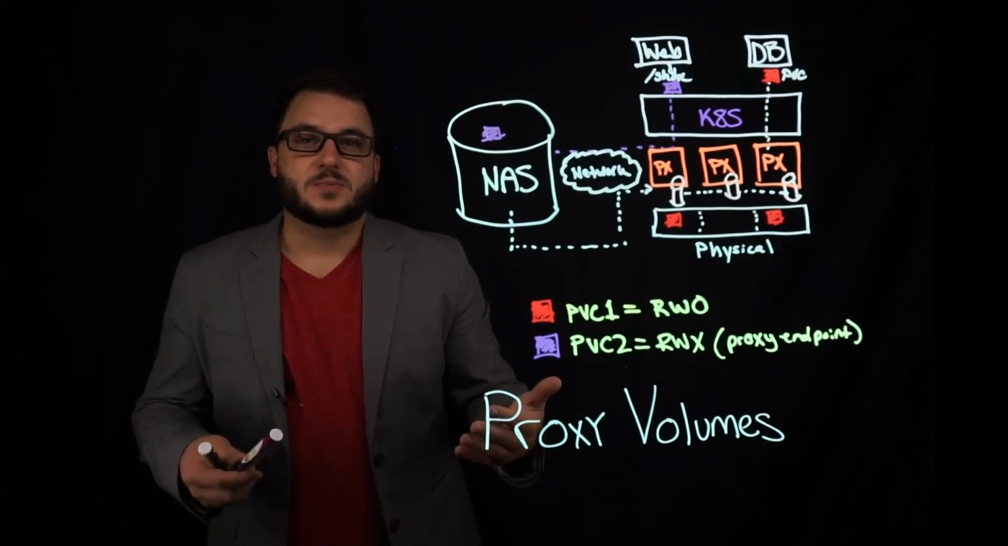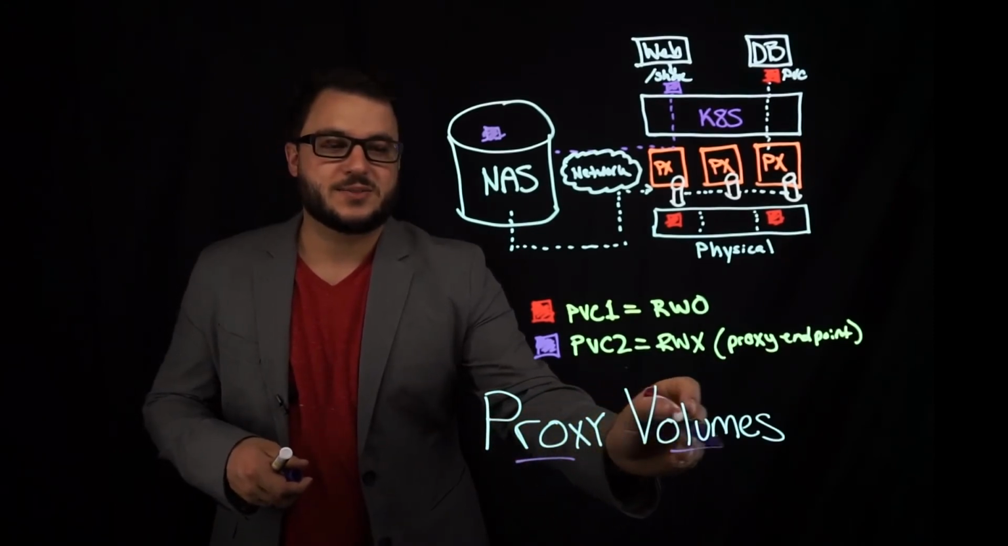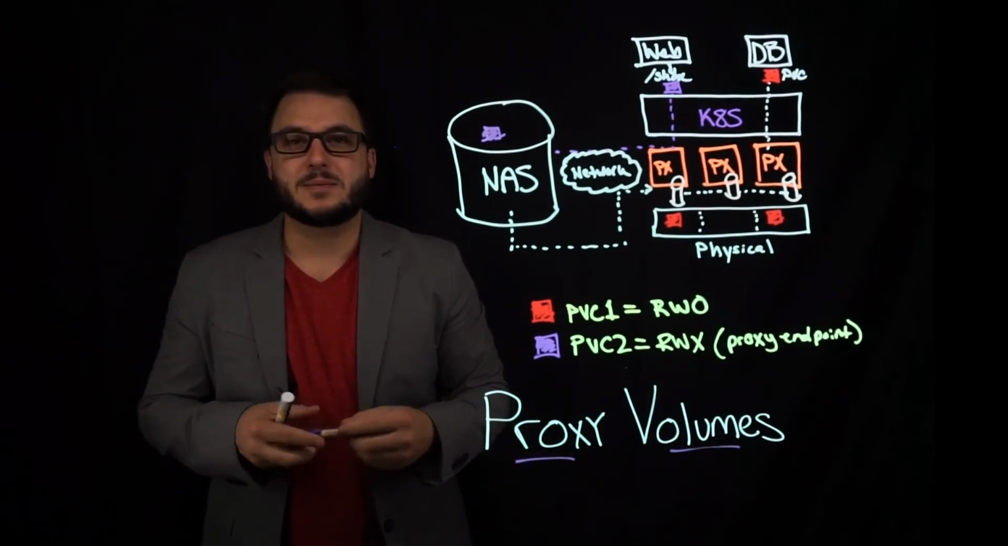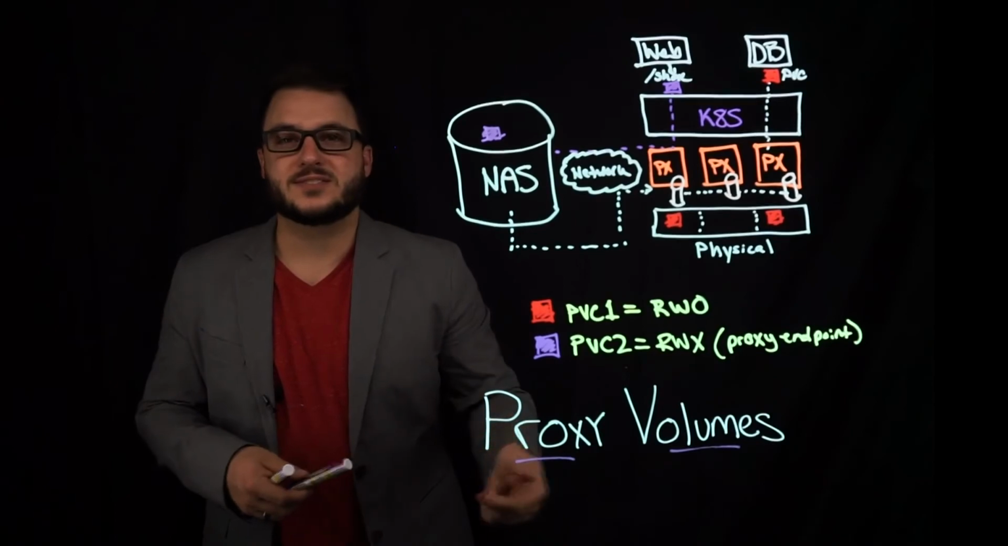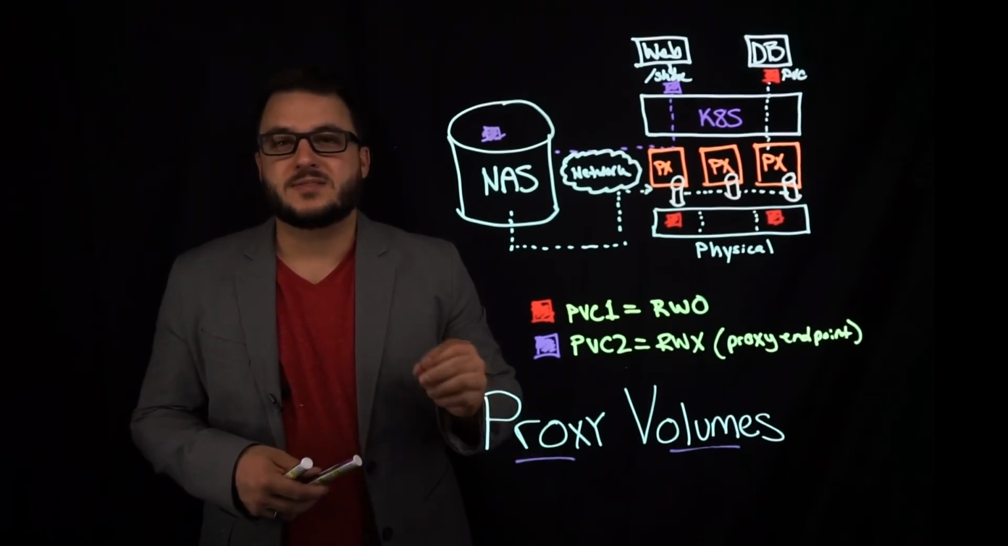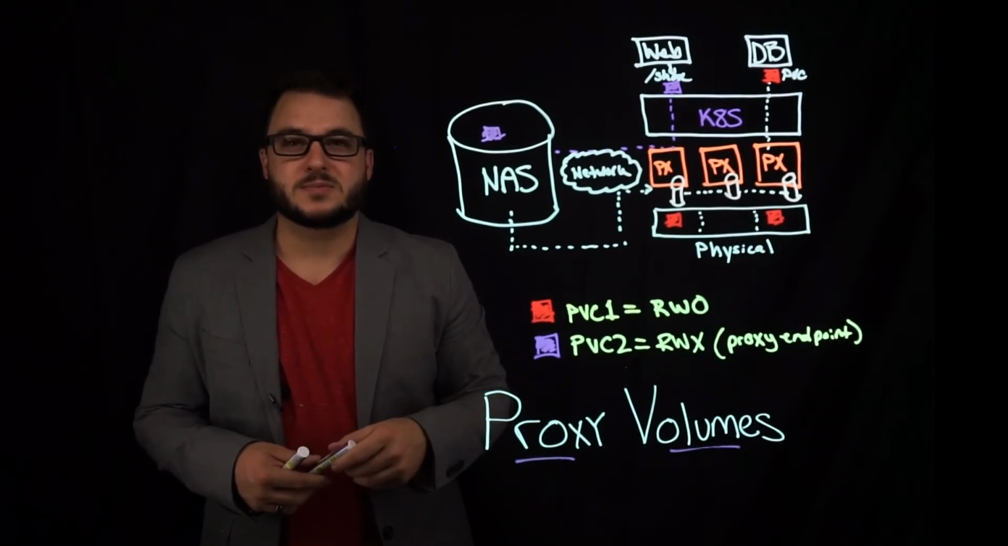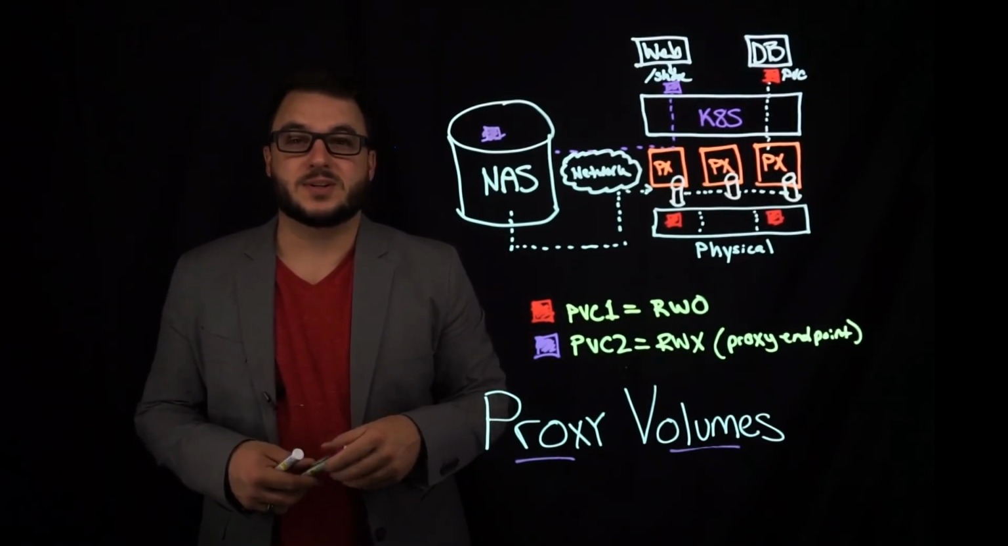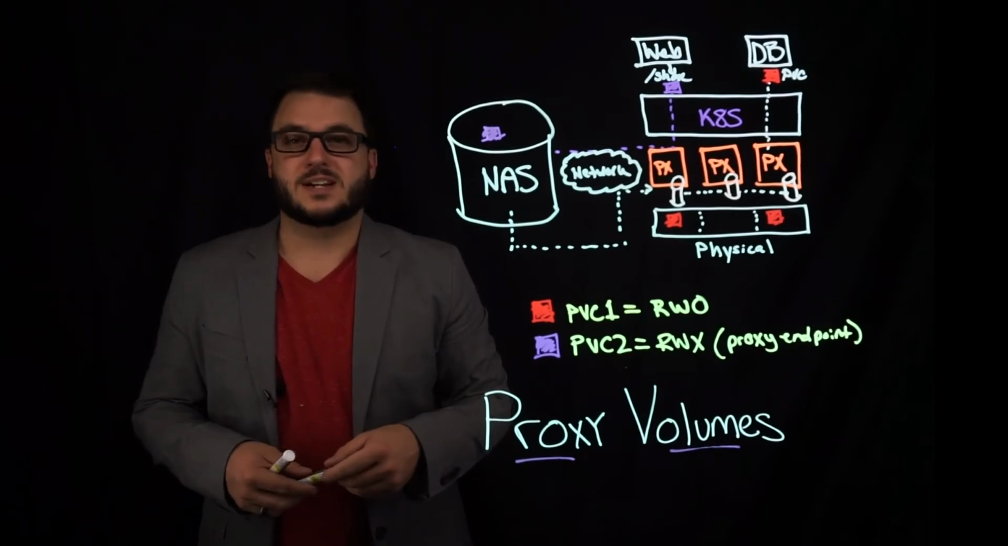So that is what a proxy volume is in Portworx. And remember that you can take advantage of your external network attached storage, but still represent PVCs through Portworx volumes as first-class citizens for your containerized workloads in Kubernetes.